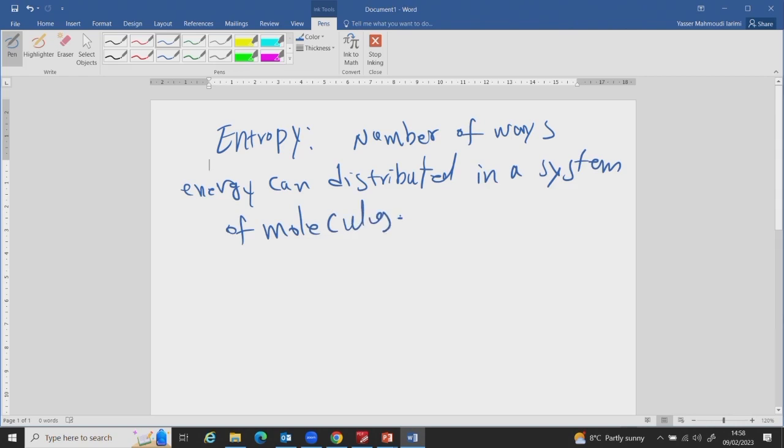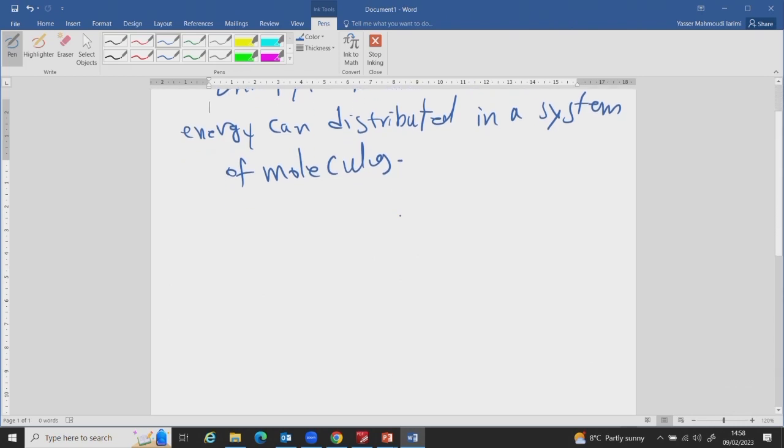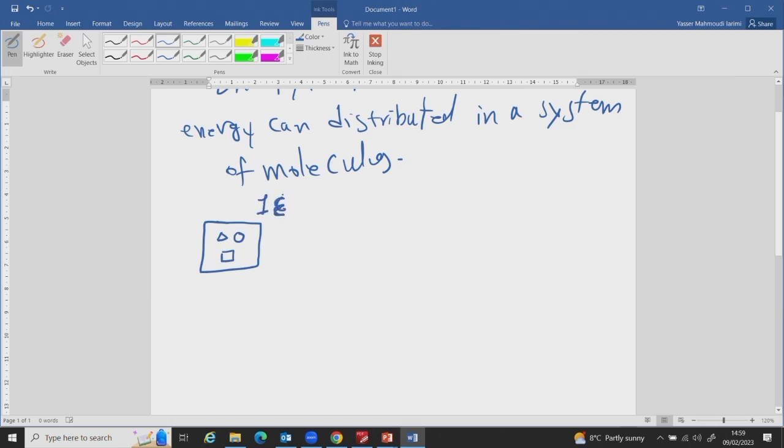I think one of my handwritten notes from last year is uploaded on Blackboard, so I'm trying to remember what I said that time. Imagine that you have a system, maybe a gas in a container, and you have three molecules inside. Just to differentiate these molecules, I'm going to say that one of them is a triangle, a circle, and a square, right? But I have only one quantum of energy within this system. How could this one quantum of energy be held by these molecules?